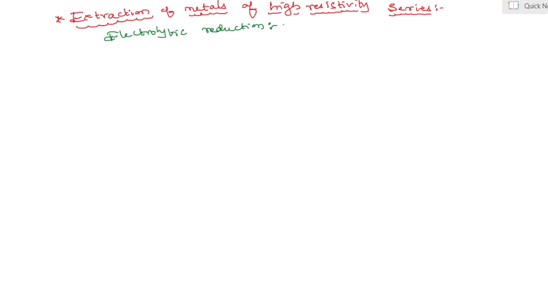Yes, the salts of these metals, like chlorides in molten form, are electrolyzed. Metal is deposited at the cathode, it means the negative electrode, and chlorine is liberated at the anode, it means the positive electrode.